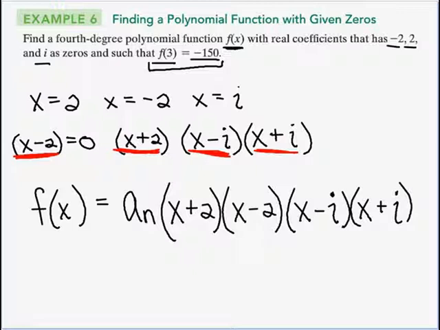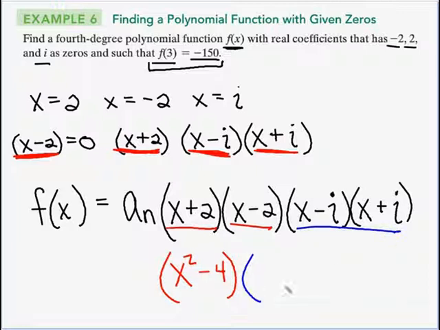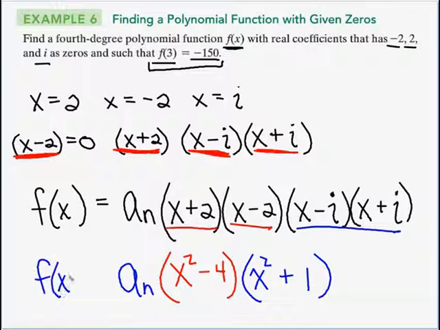All right, let's start to work this out and FOIL. If I FOIL out this sum and difference, I get x squared minus 4. If I FOIL this out, I'm going to get x squared minus i squared. And remember, i squared is negative 1, so that would be x squared minus a negative 1, which turns into a plus 1. And we still have our a sub n at the beginning, and this is the function we're trying to find, f of x equals that.